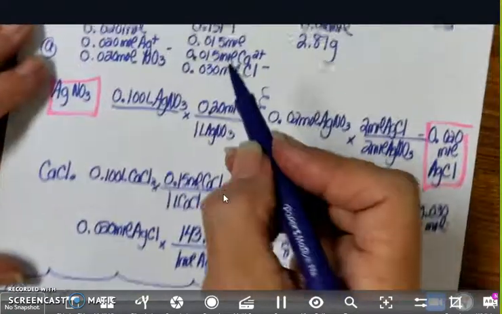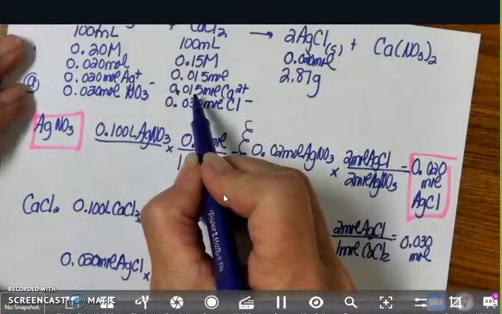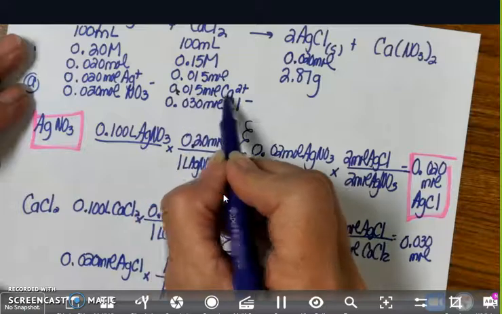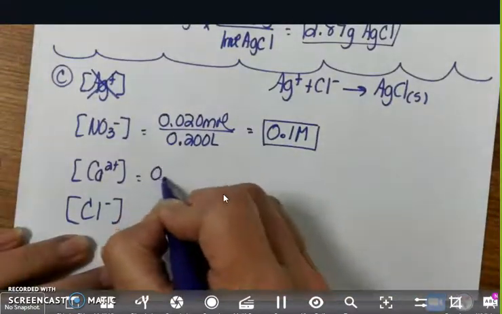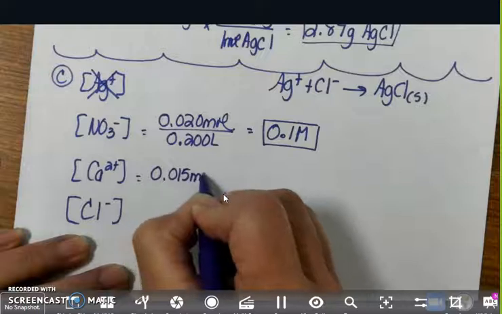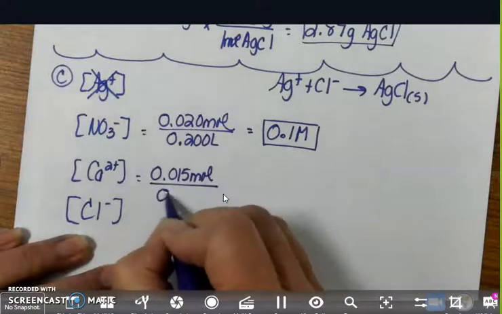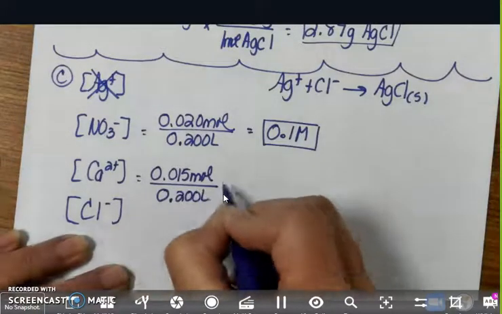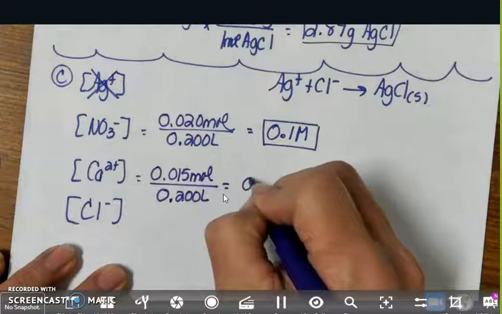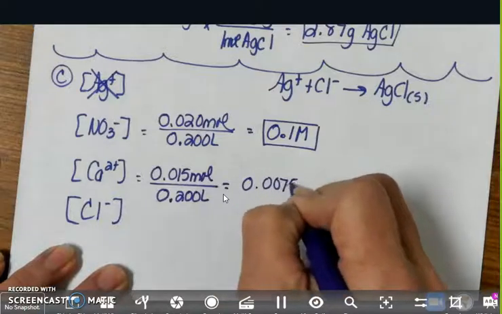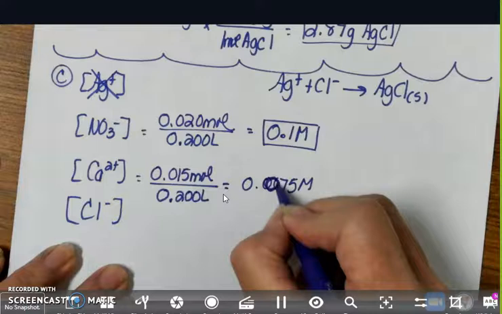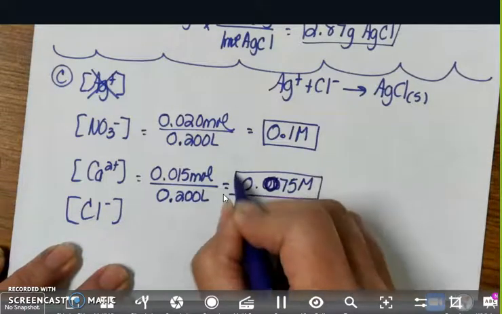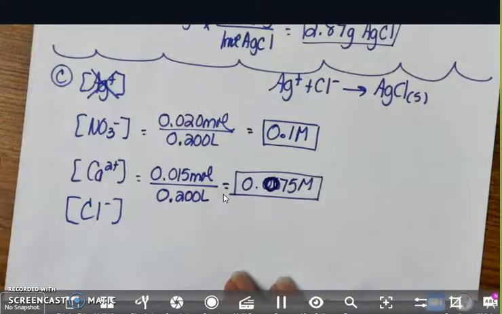Let's look at calcium. I already have it up here. 0.015 mole calcium. So I'm going to put 0.015 mole divided by 0.200 liters, and that gives me 0.0075 molar. Oh, whoops, just 1 O, sorry. Okay? Chlorine's the hard one, isn't it?